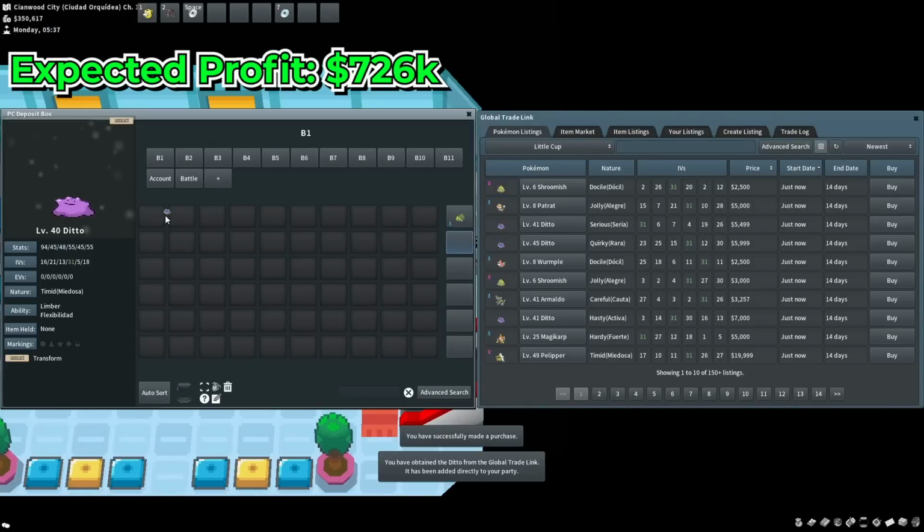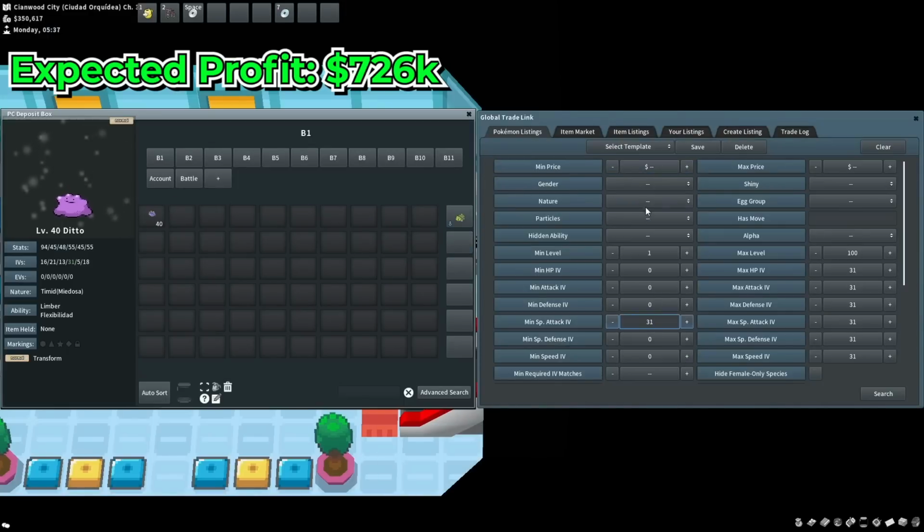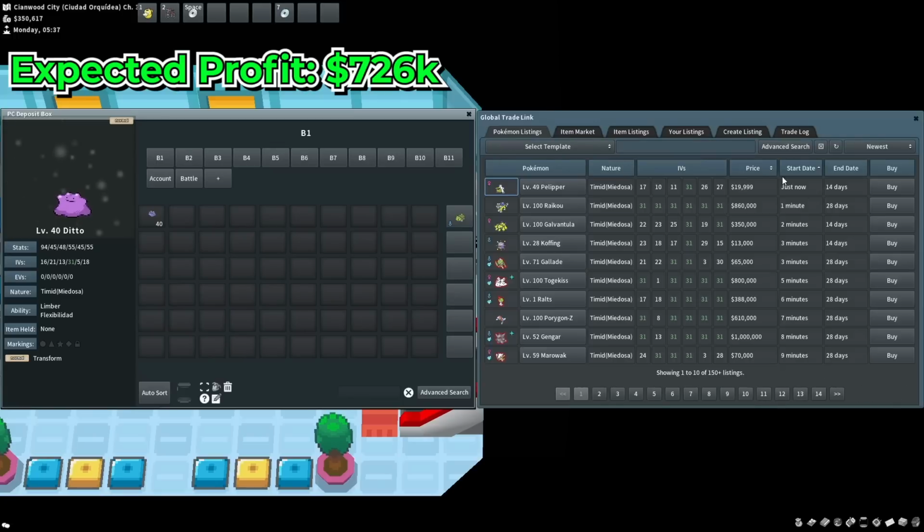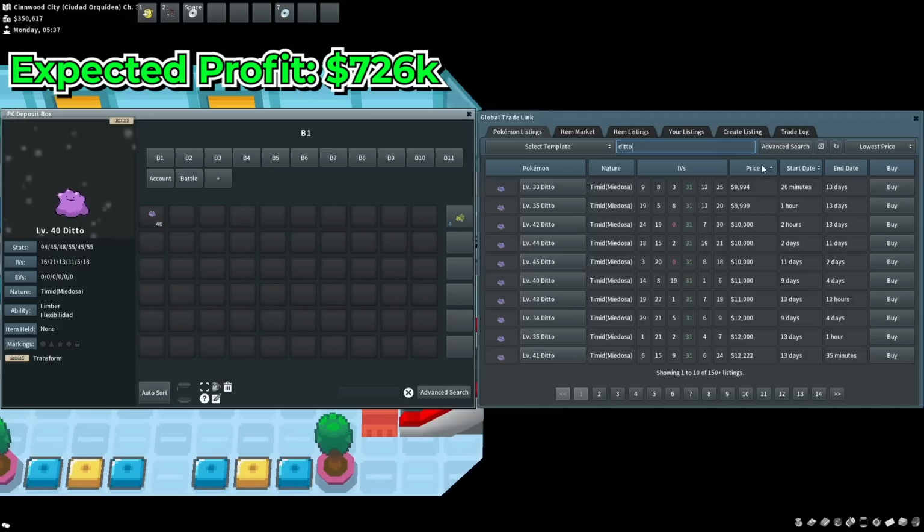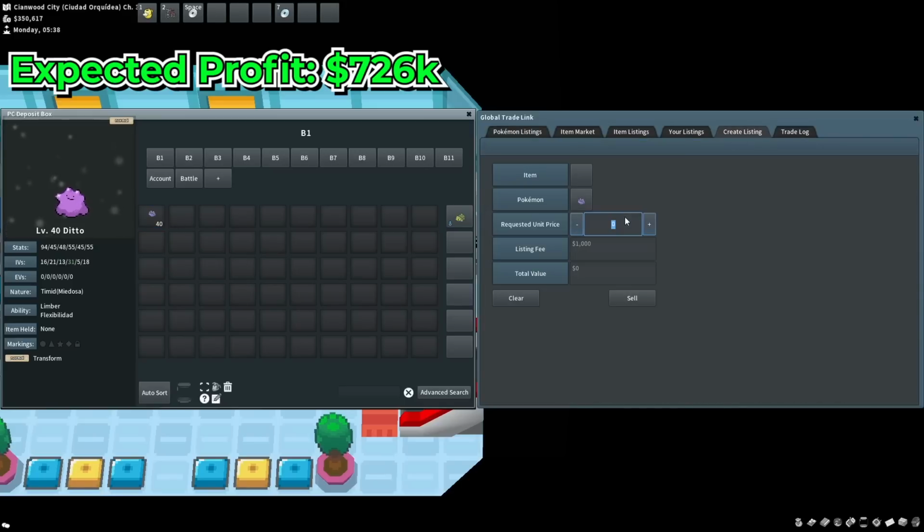I think we already saw that timid 31s go for higher than 5k. Goes for 8 or 10. Timid Invicto. Yep, so we'll be pricing ours just under this guy because ours don't have good defense.